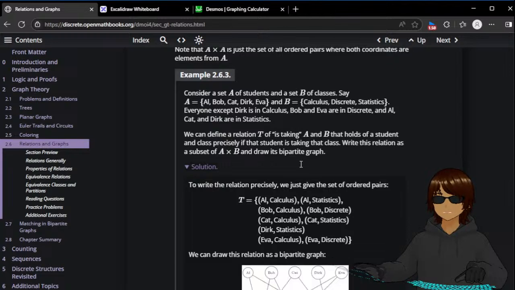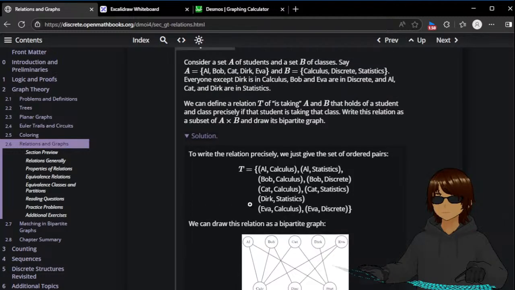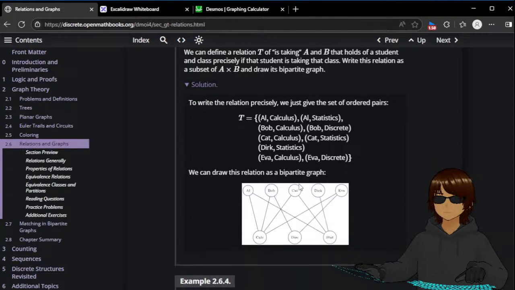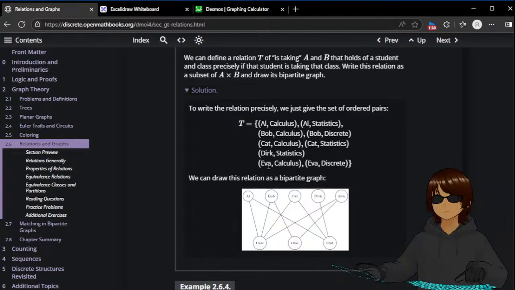Draw its bipartite graph. So the edges in the graph are not directed, right? So when we are drawing a graph, but this is not a graph because the edges are supposed to be directed.